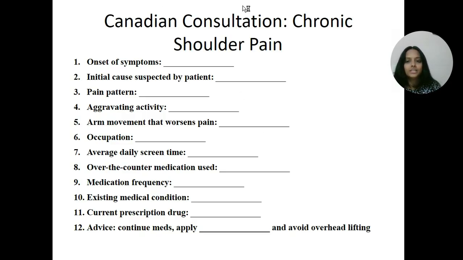So, first one is onset of symptoms. Second is initial cause suspected by patient, pain pattern. The third one, aggravating activity, arm movement that worsens pain, occupation, average daily screen time, over the counter medication used, medication frequency, existing medical condition, current prescription drug, and advise: continue medications, apply ice, and avoid overhead lifting. Alrighty, we'll just check with the answers now.